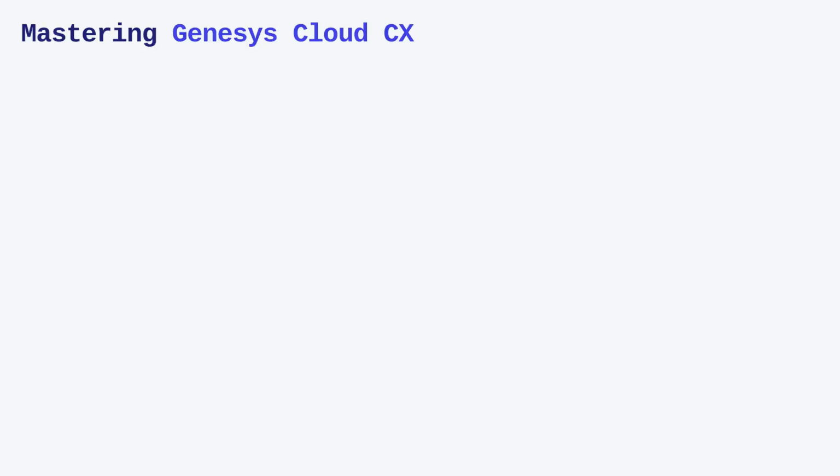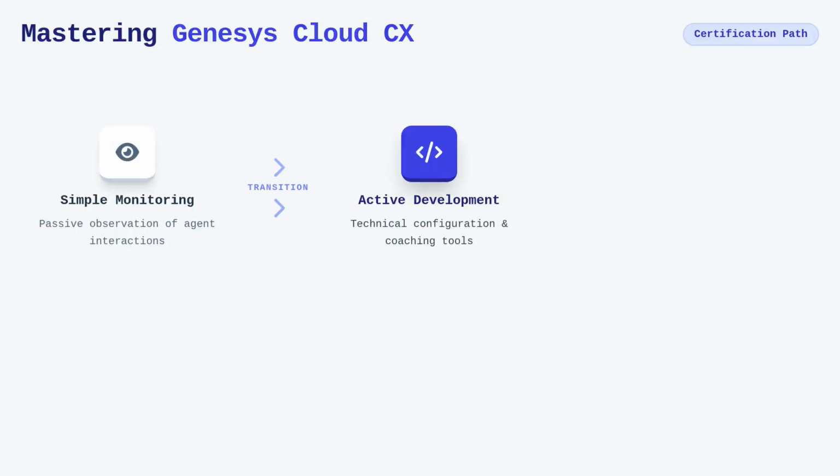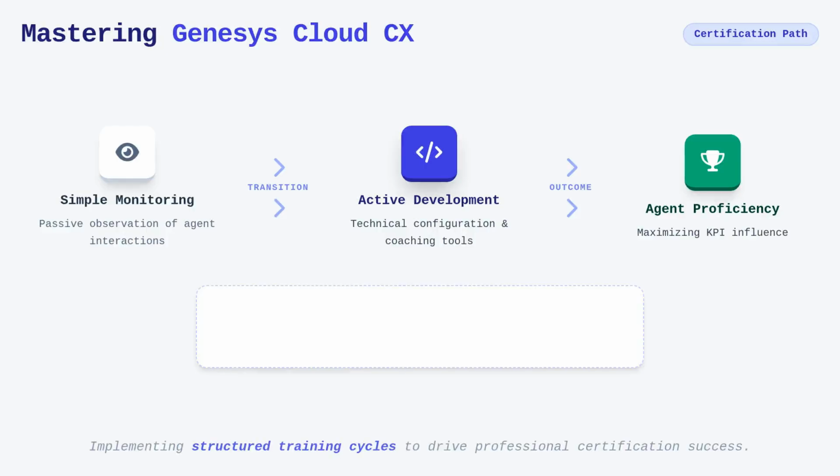If you are aiming to master the Genesys Cloud CX platform, understanding how to transition from simple monitoring to active development is critical for professional certification. This chapter is designed to provide you with the technical knowledge required to configure and leverage native coaching tools to maximize agent proficiency. By the end of these lessons, you will be well equipped to implement structured training cycles that directly influence key performance indicators.